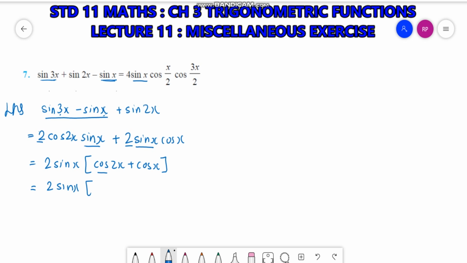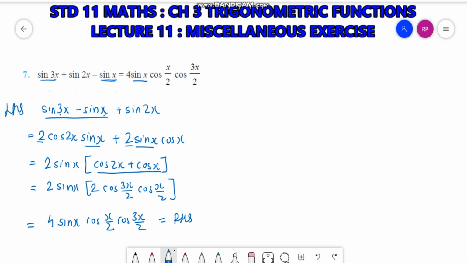Okay, so 2 sin x. Now I will use C plus C is 2 cos C. So 2 cos (2x plus x) by 2, 3x by 2, cos (2x minus x) by 2. So I will get 2 into 2, 4 sin x, and I'm writing cos x by 2 ahead and cos 3x by 2. This is equal to RHS.